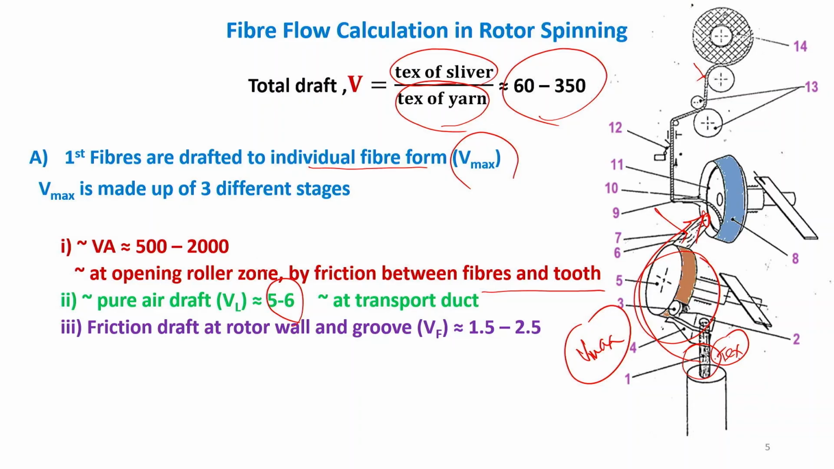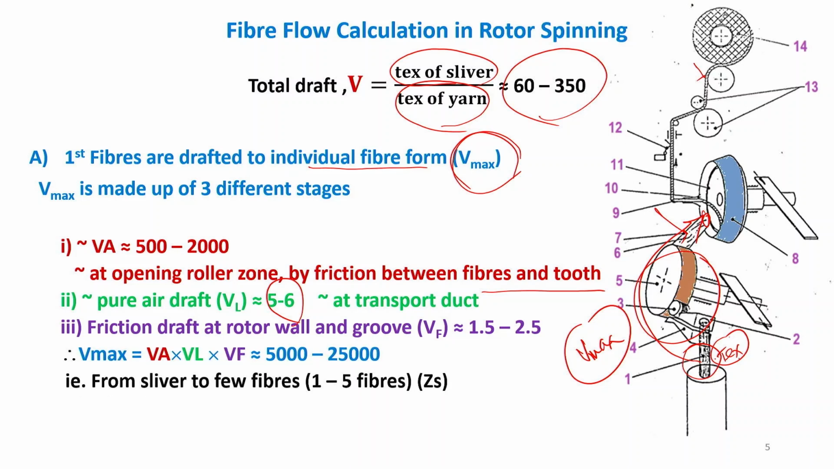If we take all three together, that gives the maximum draft up to the individual fiber stage, V max. V max is nothing but V A multiplied by V L multiplied by V F, which is typically around 5000 to 25,000, from sliver to few fibers. Typically in the rotor groove we can have maybe 1 to 5 fibers landing at a time, which is termed ZS, that we will discuss subsequently.